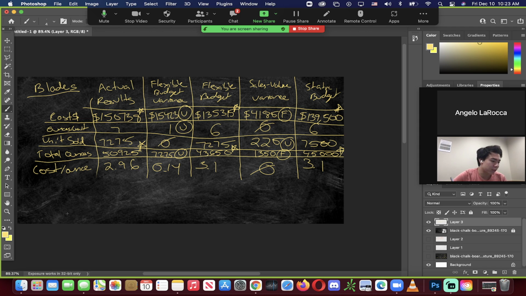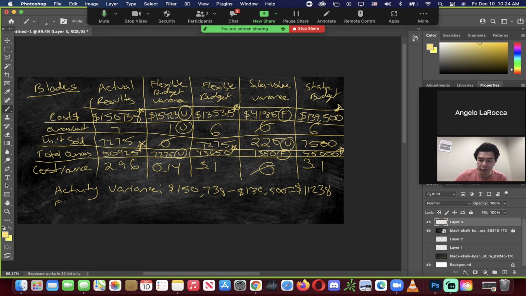So we've got to find our 5 variances, right? The first one is going to be activity variance. Activity variance is basically the total variance. We just do 150,738 minus 139,500, and we get 11,238.